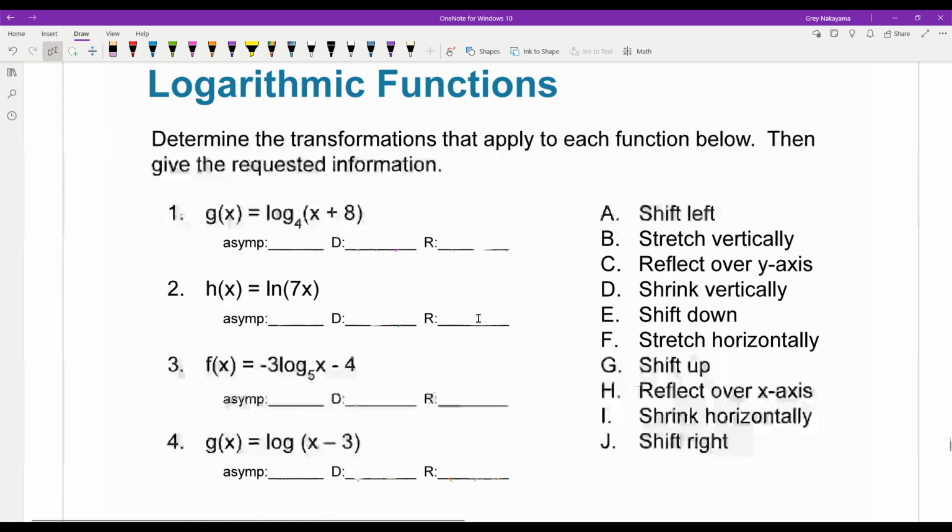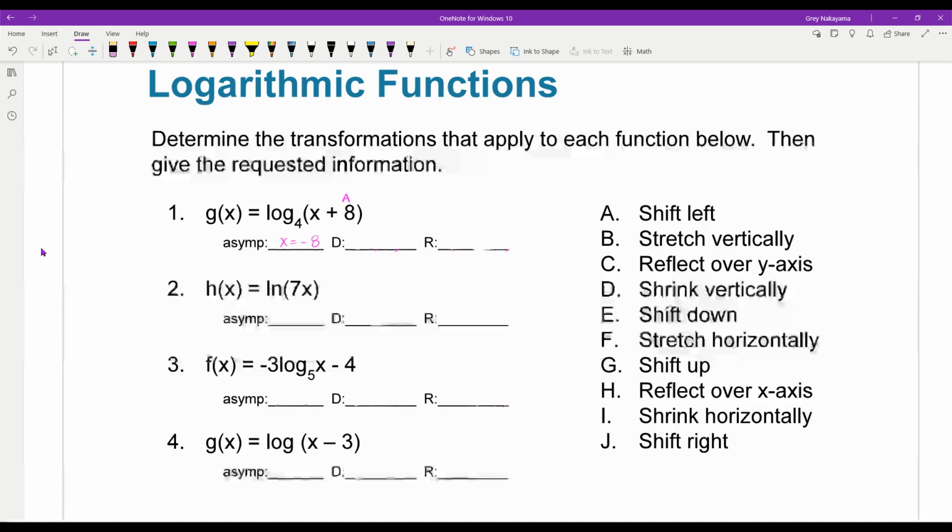We have to determine the characteristics, and then we're going to have to answer those questions. So g of x equals log base 4 of x plus 8, okay? X plus 8 is a shift opposite. It's inside the parentheses with the x, so it's going to shift it left or right. Does the opposite of what it looks like, so it's going to shift left, which means my asymptote is not x equals 0, but x equals 8 to the left, which is negative 8.